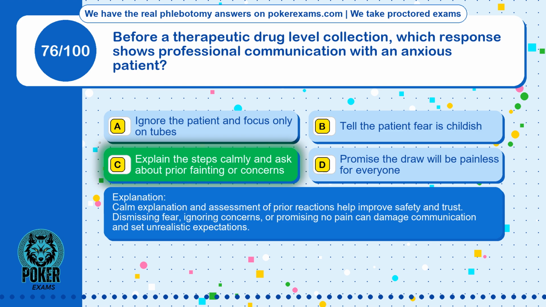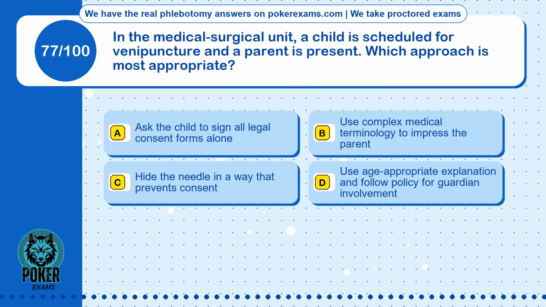Question 77. In the medical surgical unit, a child is scheduled for venipuncture and a parent is present. Which approach is most appropriate? Option A. Ask the child to sign all legal consent forms alone. Option B. Use complex medical terminology to impress the parent. Option C. Hide the needle in a way that prevents consent. Option D. Use age-appropriate explanation and follow policy for guardian involvement.